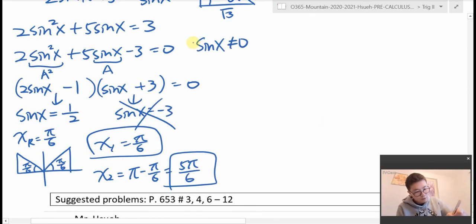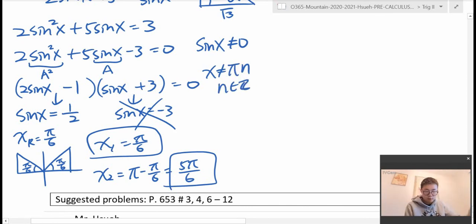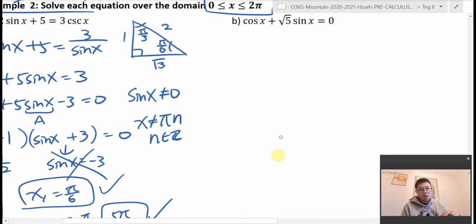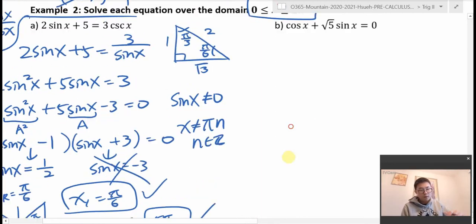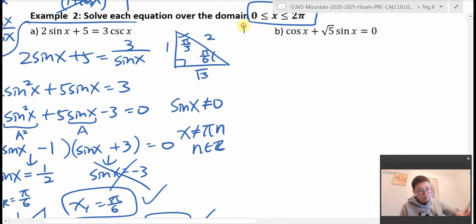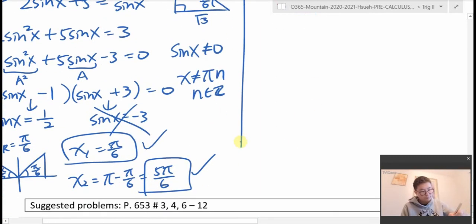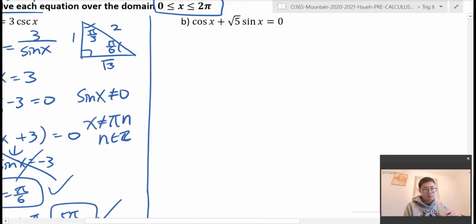But if you want to be careful and actually solve it, sine x equals 0 at pi n, where n is an element of integers. Again, they do not interfere, so we are okay for these two solutions. Okay, so that's our part A. If you want, you can try part B yourself. Pause the video and see if you can do it, okay?